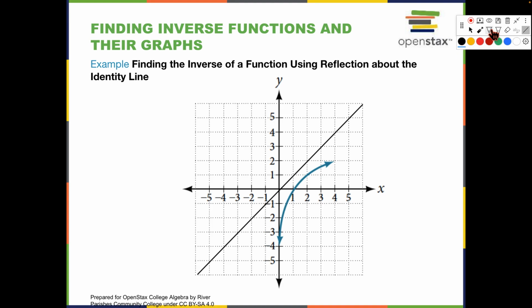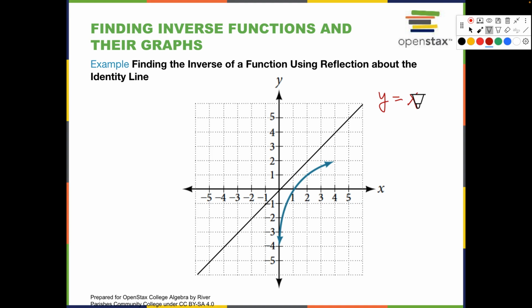Does anyone know what the equation of that line would be? We talked about the identity line. It's the line y equals x. Along that line, each x value is the same as the y value. So if you switch them, you've got (1, 1), and you switch it, and then you have (1, 1). Can you tell the difference?